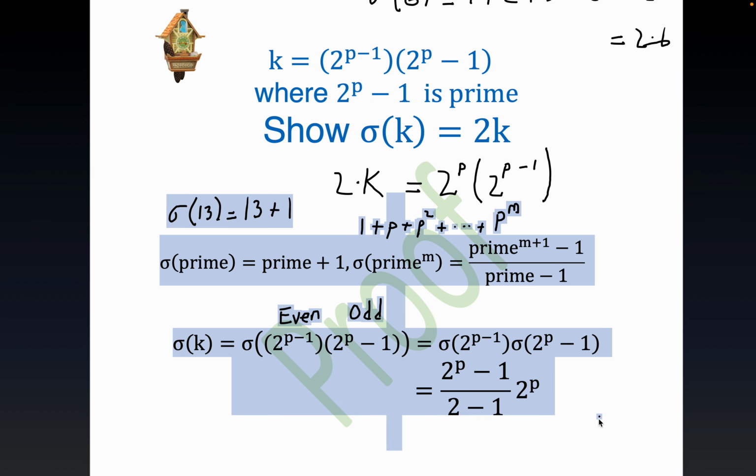And again, if I write this out, this would be equal to just 2 to the p minus 1, and then times 2 to the p. And I'll envelop that in parentheses just to be safe. So that's times 2 to the p. Okay, so you see it's QED time.